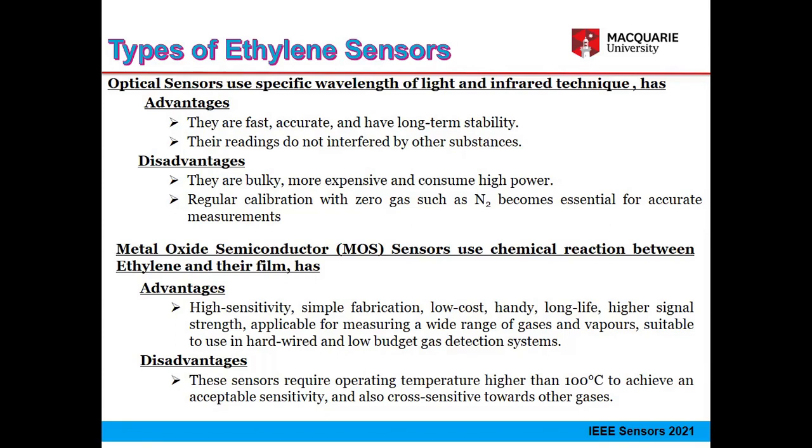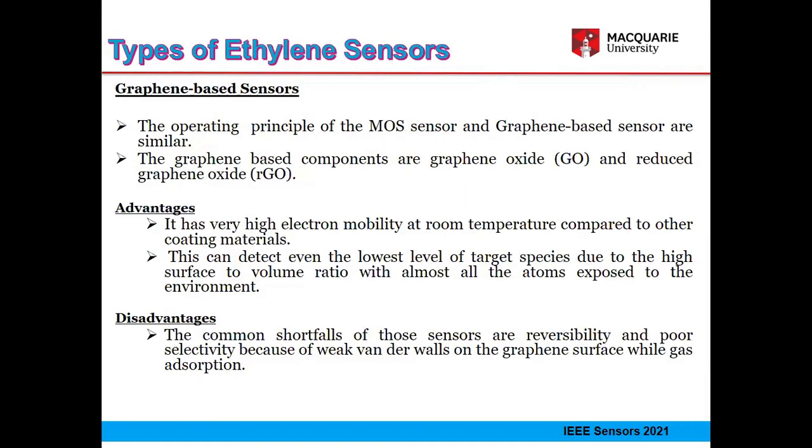There are also metal oxide semiconductor sensors, which use a chemical reaction between ethylene and their film. These are highly sensitive, with a simple fabrication technique, low cost, handy, long life, and higher signal strength. However, these require a higher operating temperature, more than 100 degrees centigrade, to achieve an acceptable sensitivity, and are also cross-sensitive towards other gases.